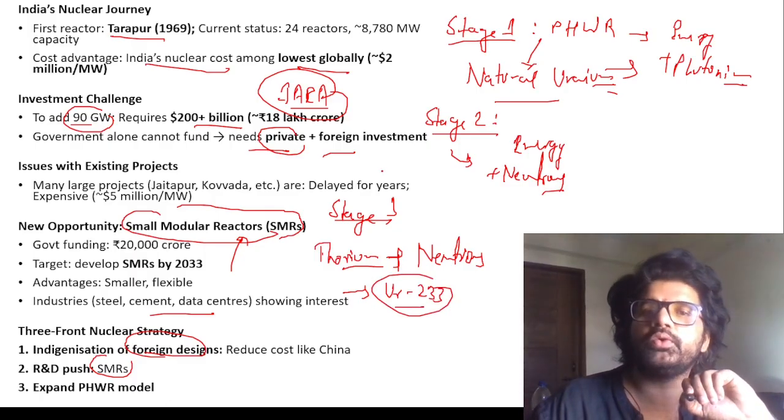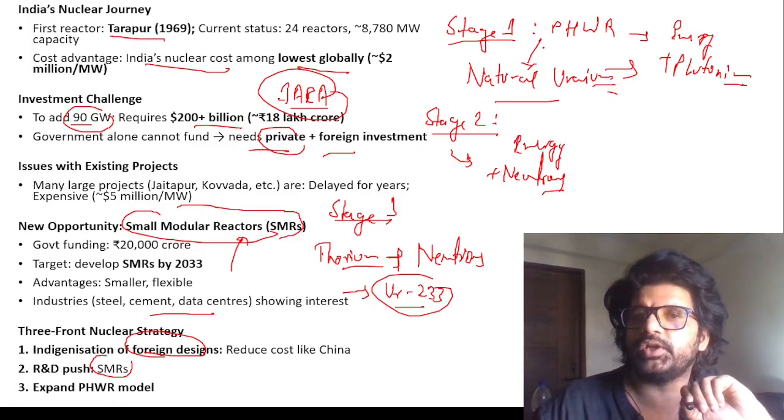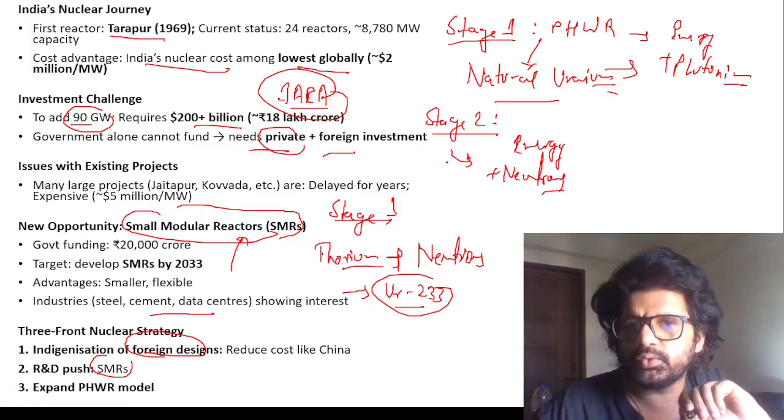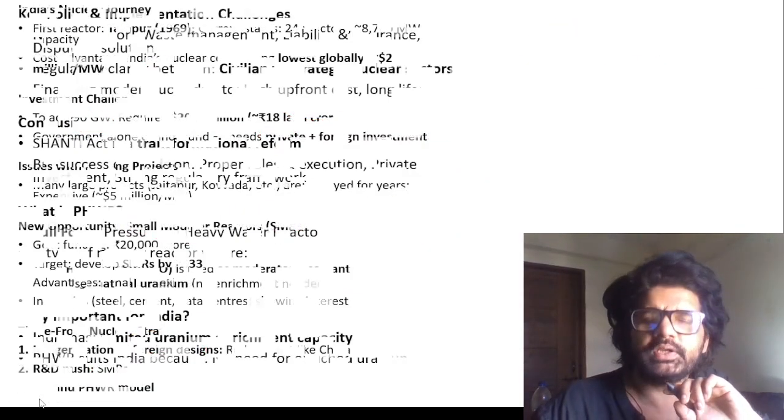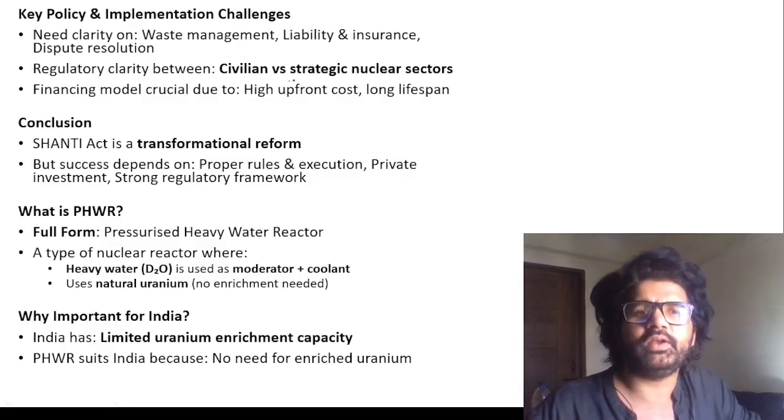So you can see how we want to transition. Currently, we have to focus on stage 1 PHWR. Stage 2, the plutonium-based fast breeder reactor, is in the prototype model, and that is also in use. Stage 3 is a long way away. So we need clarity on all these things.